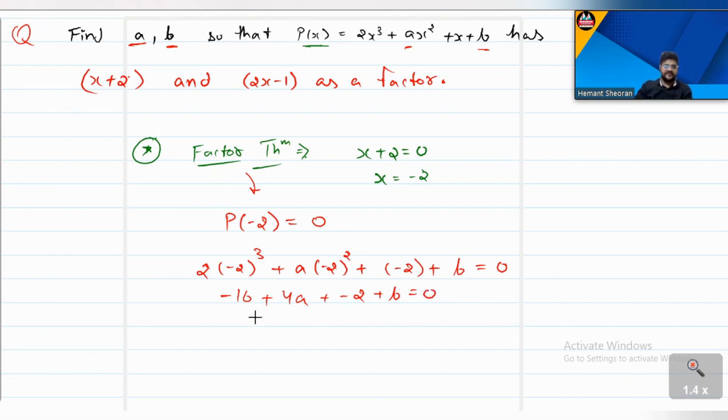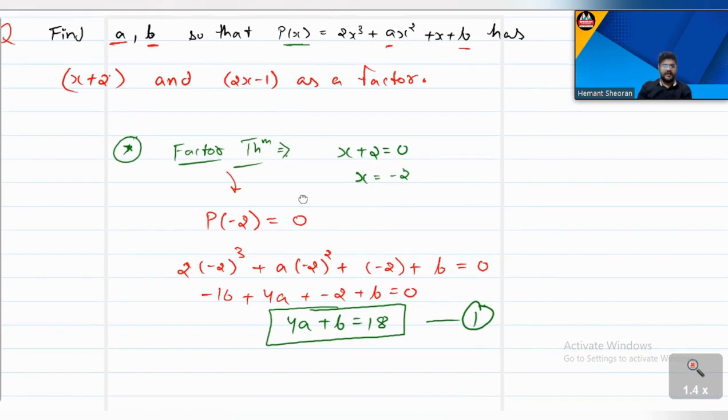Now we can simplify the constants. So minus 16 and minus 2 becomes negative 18. Negative 18 will go to that side. So I can say I have 4a plus b is equal to positive 18. Yes or no? This is the first equation that I got.